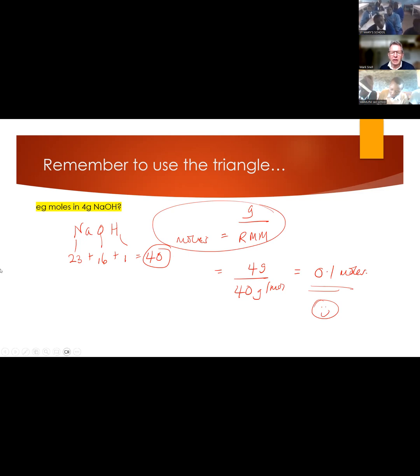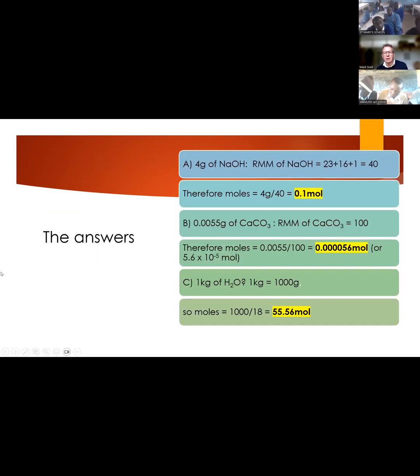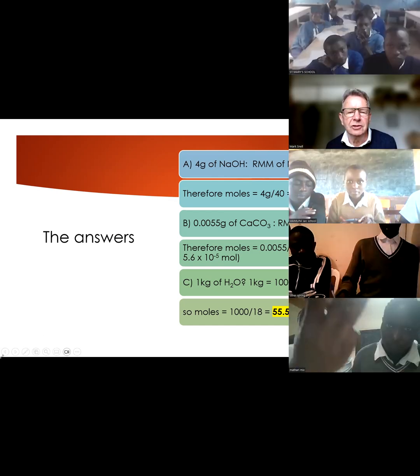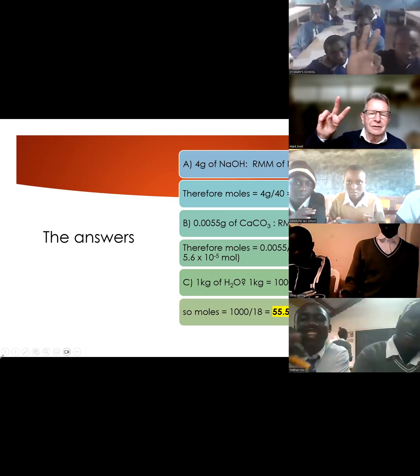Okay, so here we go. The first one is 0.1. The second one is 5.6 times 10 to the minus 5, or 0.4 zeros, and then 5/6. And 1 kilogram of water, 1,000 over 18, is 55.56. How many did you get? 3, 2, or 1? Show me fingers.